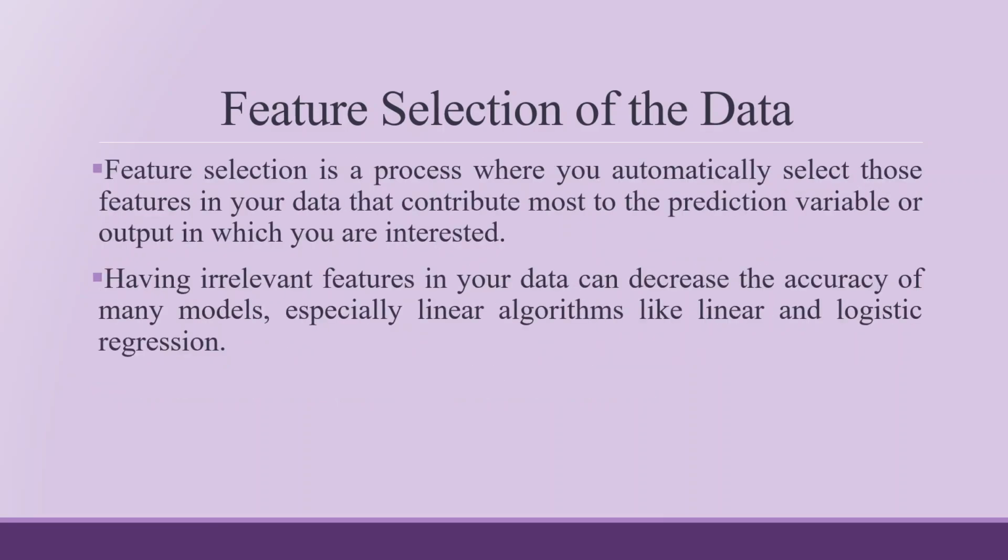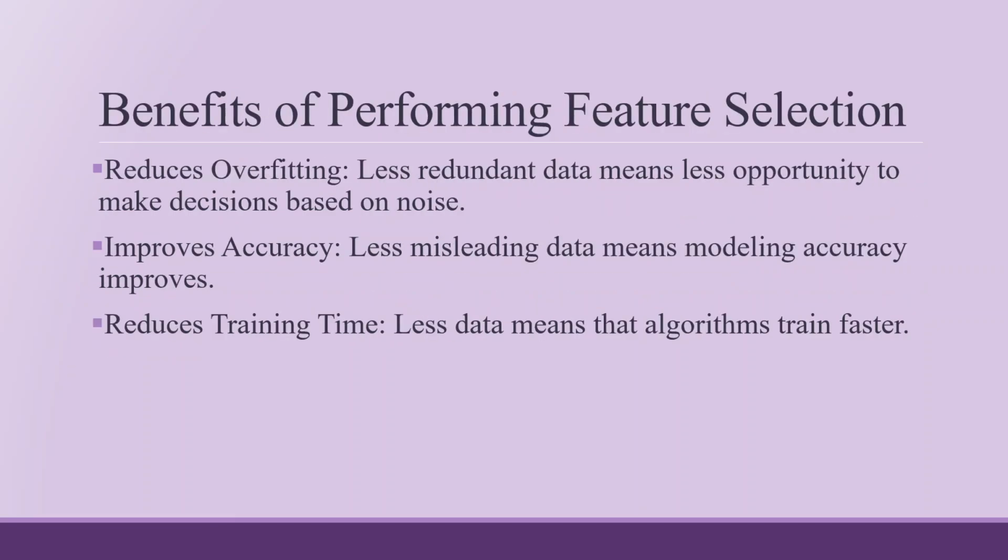Feature selection is a process where you automatically select those features in your data that contribute most to the prediction variable or output in which you are interested. Having irrelevant features in your data can decrease the accuracy of many models, especially linear algorithms like linear and logistic regressions. The benefits of performing feature selection are, first, it reduces overfitting. Less redundant data means less opportunity to make decisions based on noise.